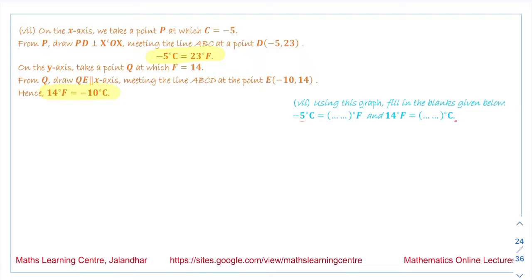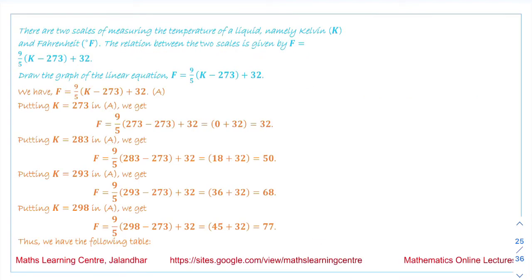Similarly, in the next question, again, two scales of measuring the temperature are given to us. One is the Kelvin scale and the second is the degree Fahrenheit scale. So the relation between these two scales is given by F is equal to 9 by 5 (K minus 273). So we have to draw the graph of this linear equation. To draw the graph, we have to calculate the values over here.